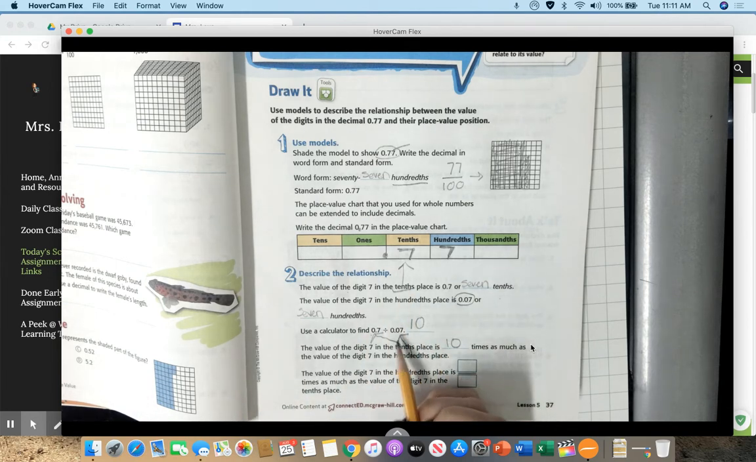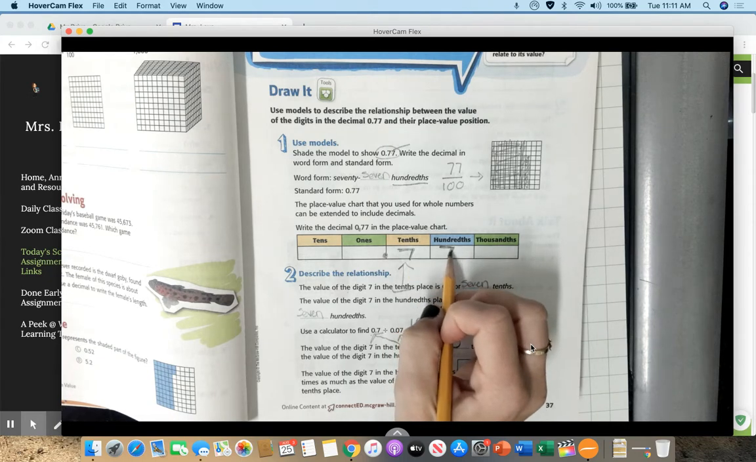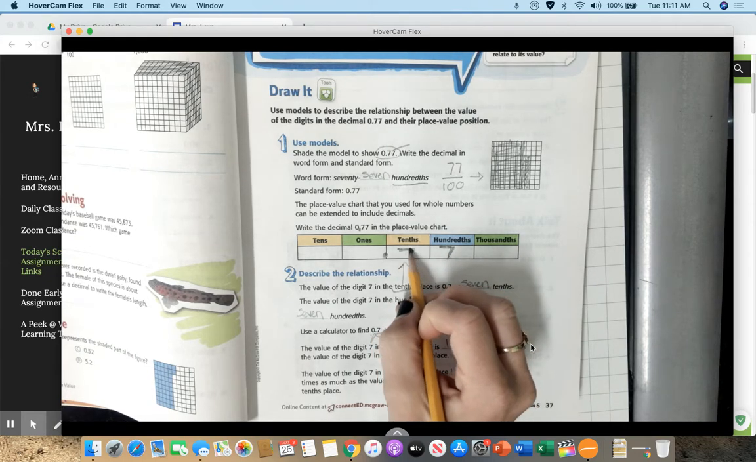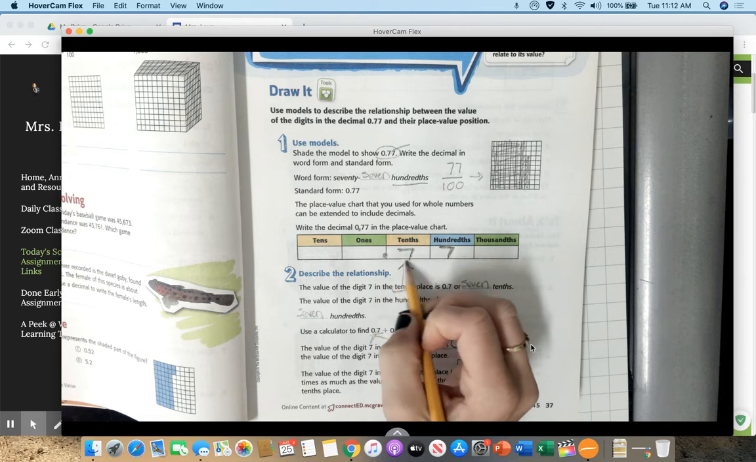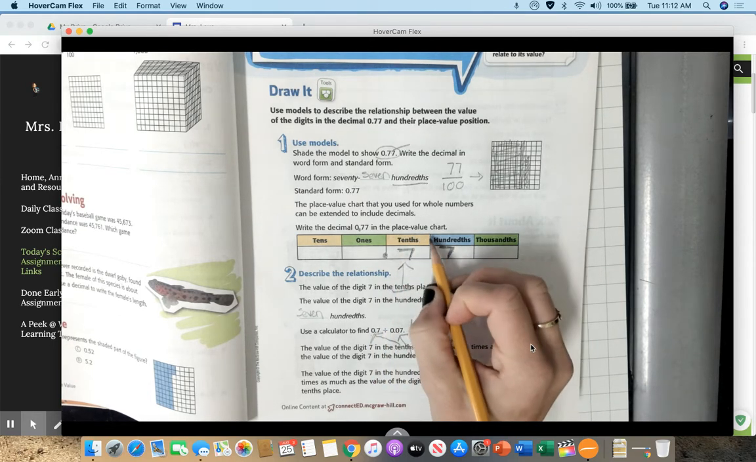Okay, so again, this 7 is bigger than this 7. This 7 is in the 10th spot. This 7 is in the 100th spot.